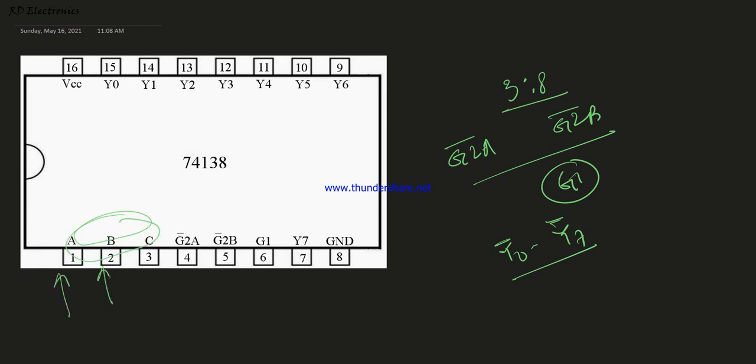These 3 are the control inputs ABC, where we input our binary data, and the corresponding minterm goes low with the respective pattern of the binary number. Pin number 8 is connected to ground, and plus VCC is connected to plus 5 volt. One thing should be remembered: when G2A equals 0, G2B equals 0 and G1 equals 1, then the IC will be enabled, otherwise not. Then this IC functions properly, and the IC name is 74138, 3:8 decoder.